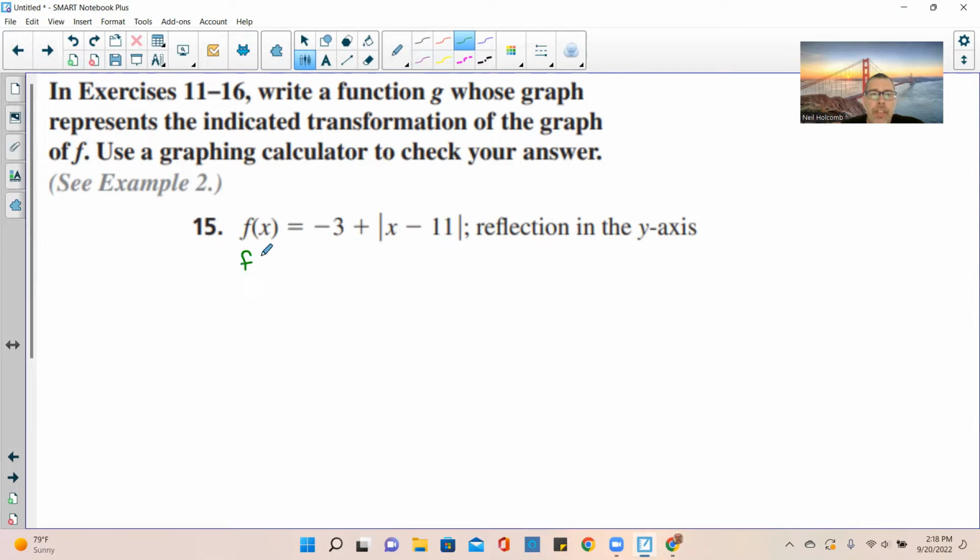So in class, you did say, yes, let's put this in standard form so the constant's at the other side. So we can rewrite this as the absolute value of x minus 11 minus 3. Okay? The absolute value of x minus 11 plus a negative 3 is the same as just minus 3. So this is getting shifted right 11, down 3. So let's graph that and the parent again.